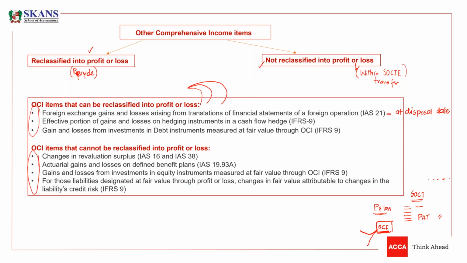Then we have the effective portion of gains and losses on hedge instruments in a cash flow hedge, IFRS 9. We have two types of gains or losses on hedge instruments, effective and ineffective. The effective portion will be a part of OCI, but ultimately it will be recycled towards P&L. When? When the hedged item is charged to P&L. At that time, you need to recycle.